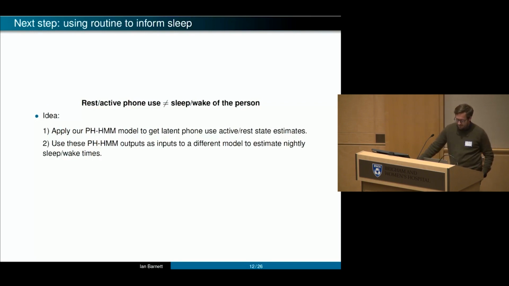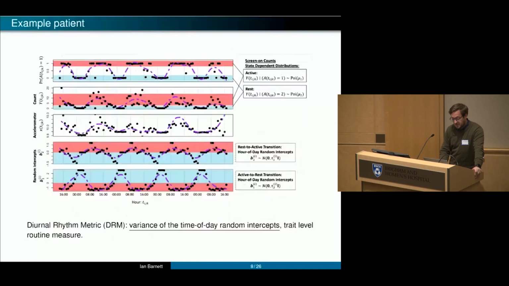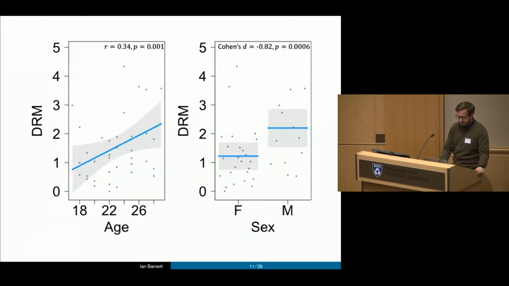Okay. So, we have this measure of quantifying routine. We also have, as an aside, I didn't use that for this DRM, but we have these latent states too. We now have these active and rest latent states. We have estimates of them. We're taking essentially the estimates of that latent state, whether or not you're in active or inactive phone use, which, remember, we've already accounted for missing data. We're basically taking that as an output of this model. And now we want to use that as input into our sleep model. So that's what comes next.